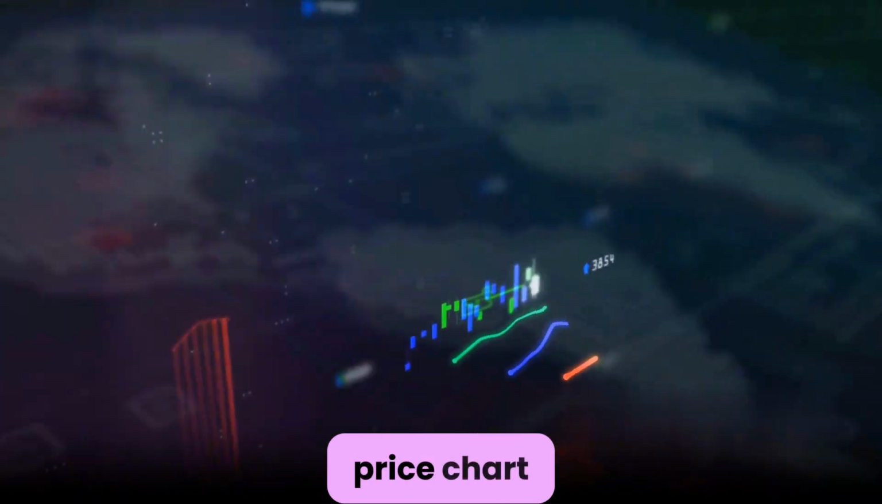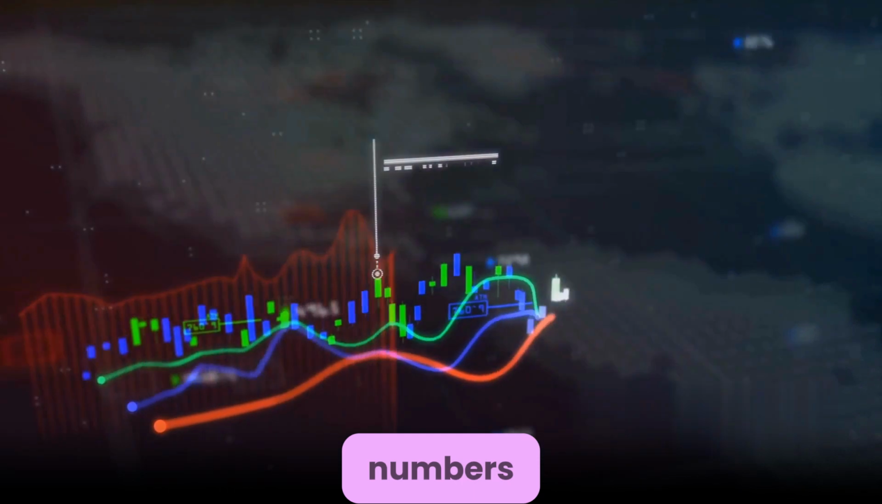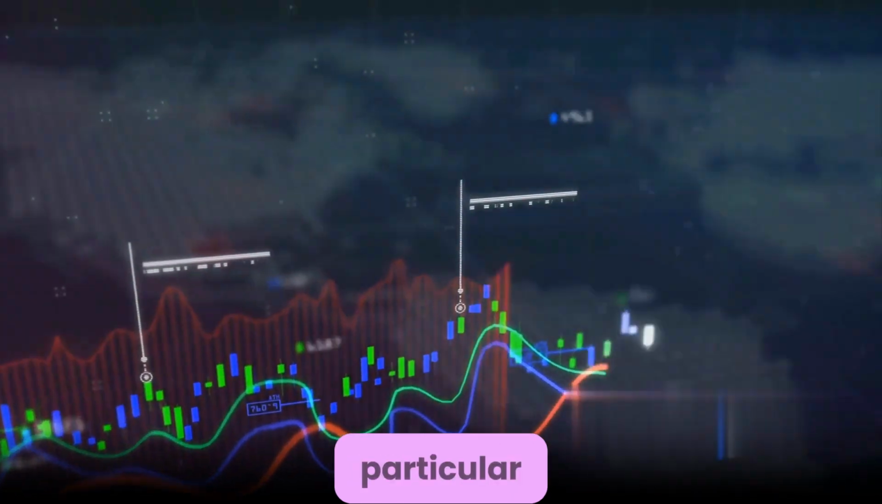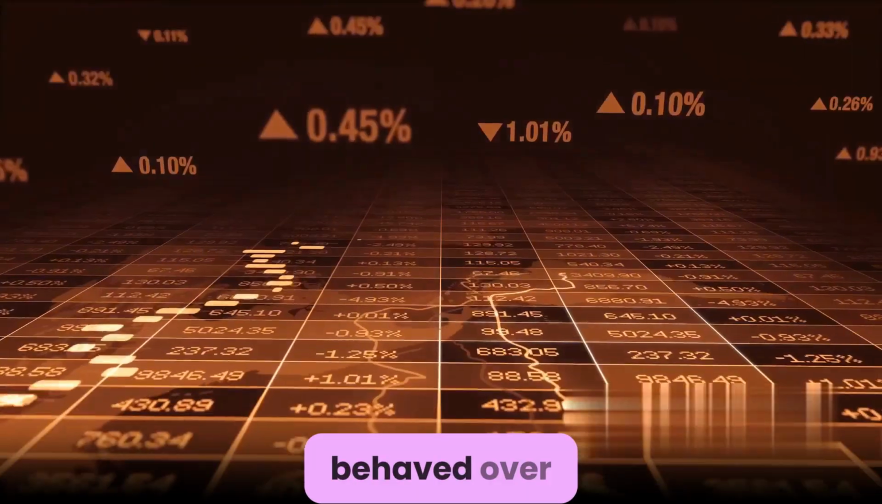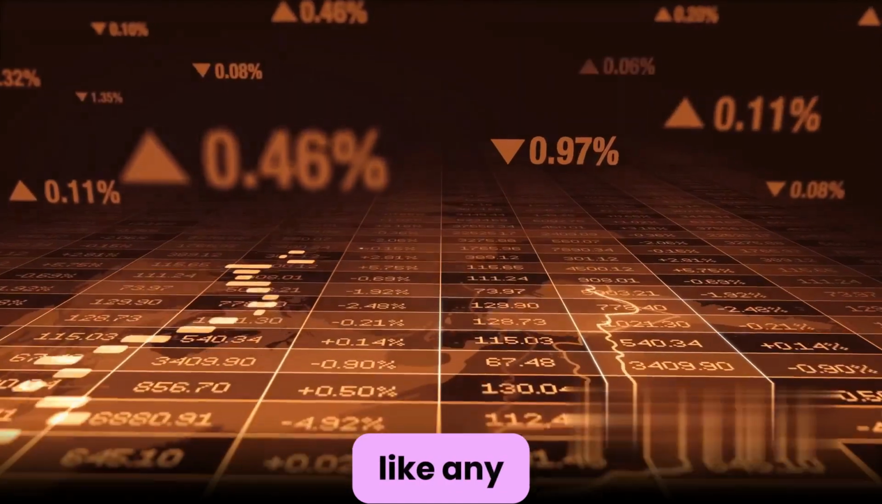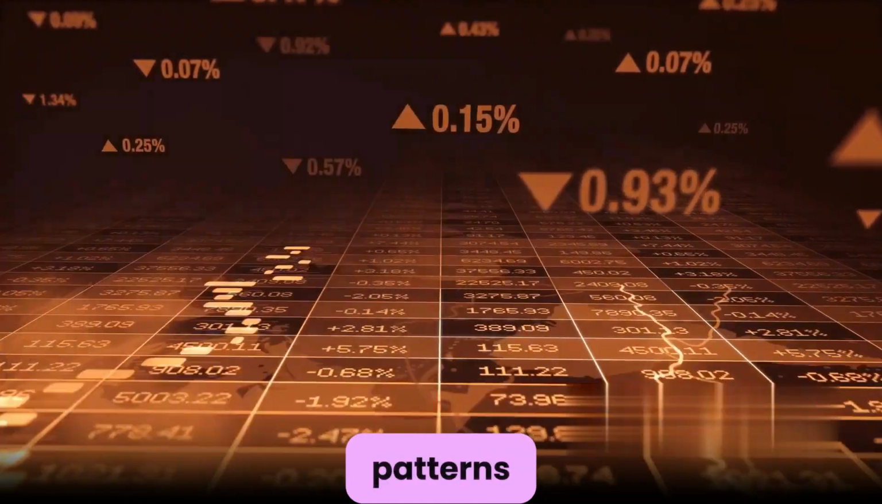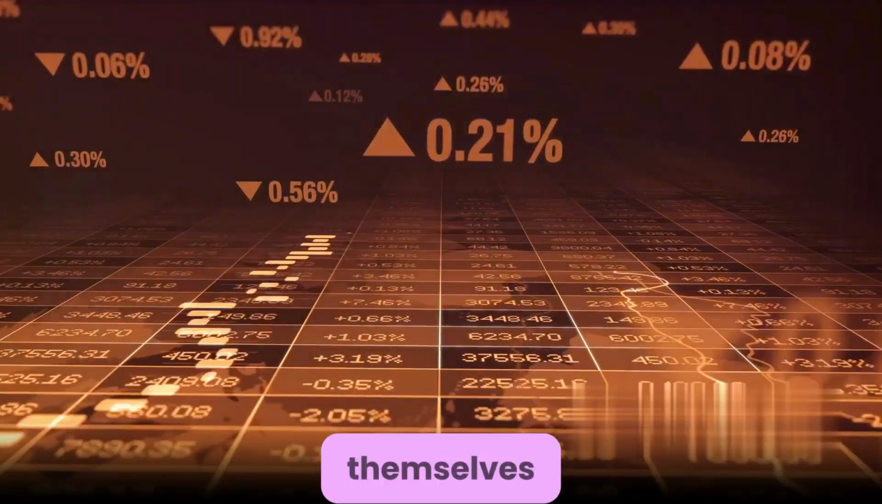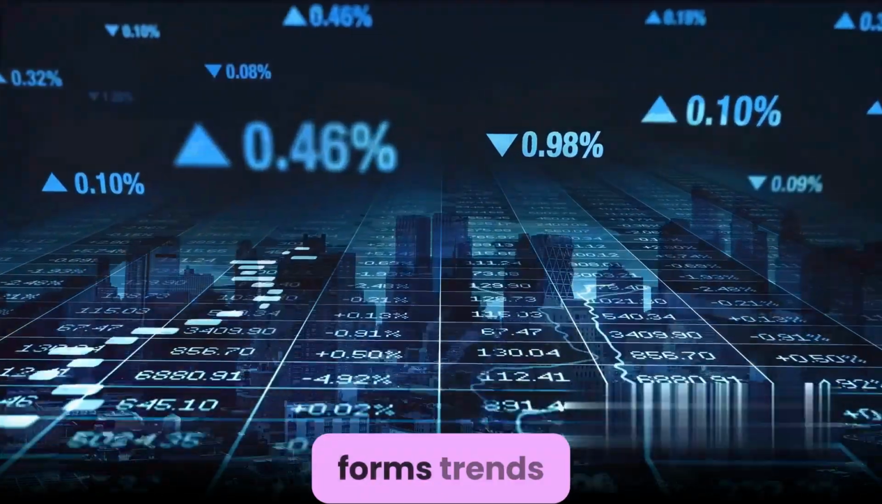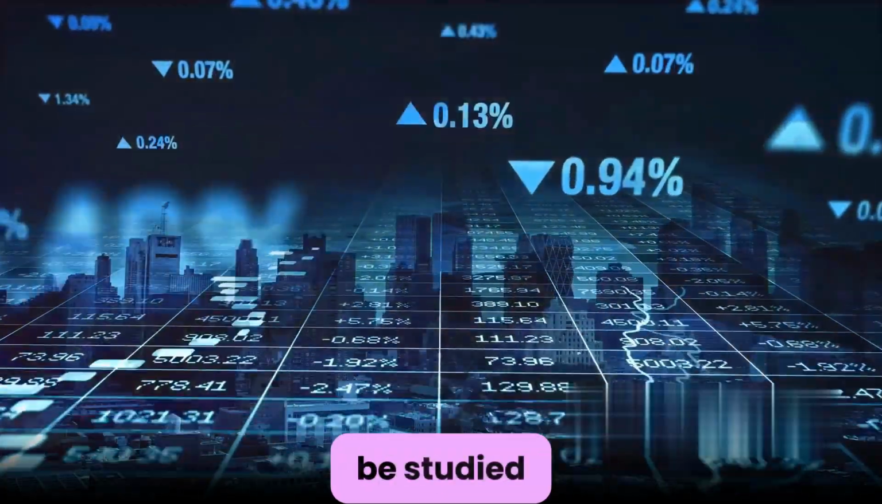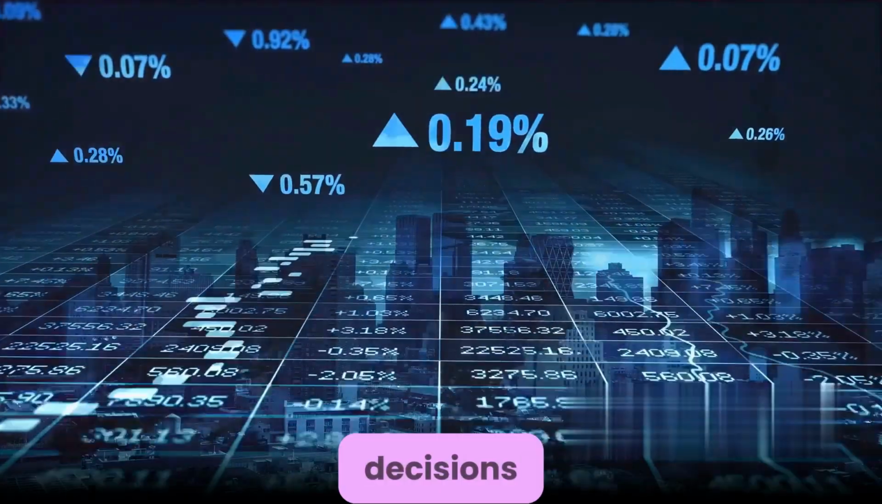Picture a price chart. It's not just a bunch of lines and numbers. It's a story of how a particular stock or currency has behaved over time. And just like any good story, it has patterns. You see, markets tend to repeat themselves. This repetition forms trends and patterns that can be studied and used to make informed trading decisions.